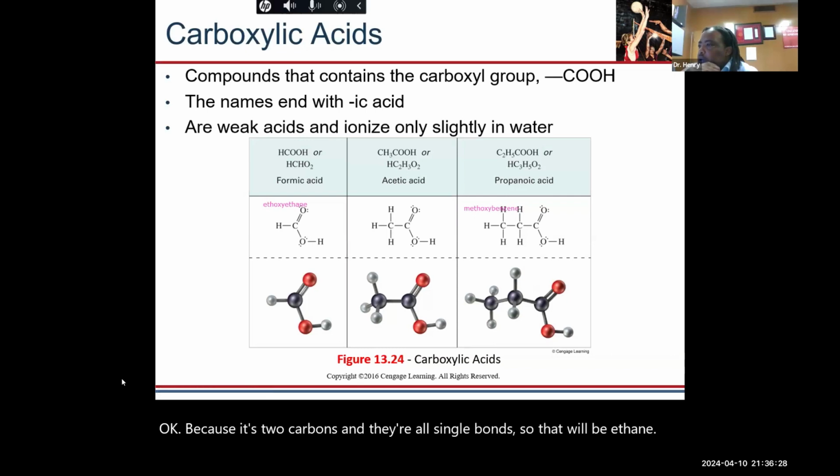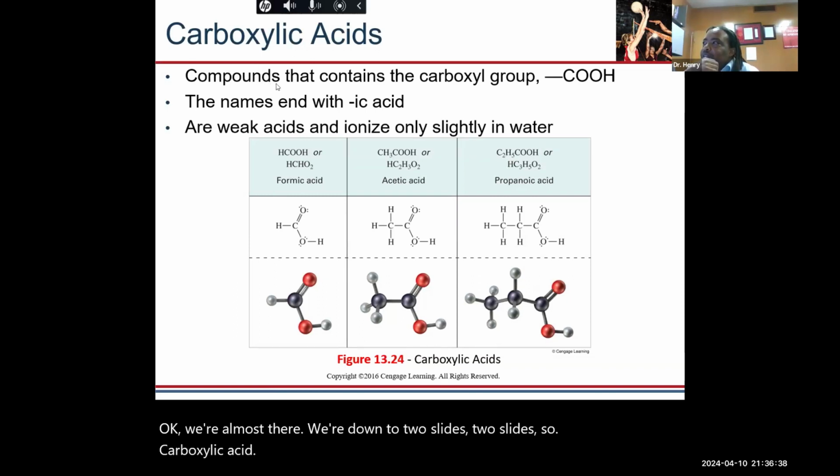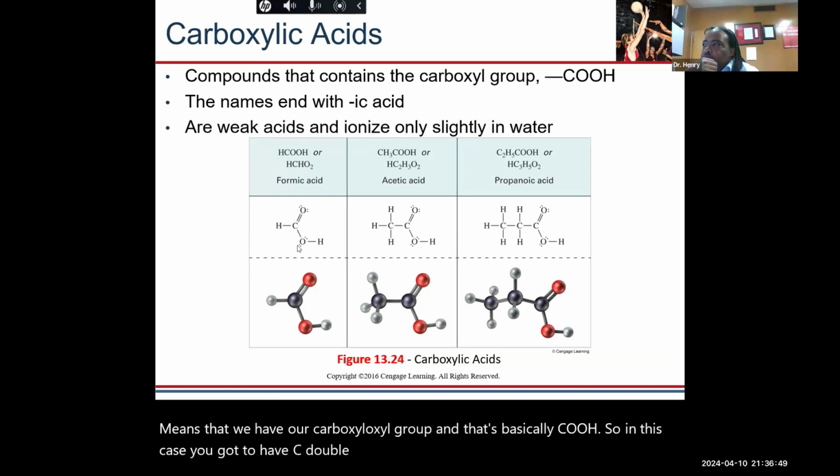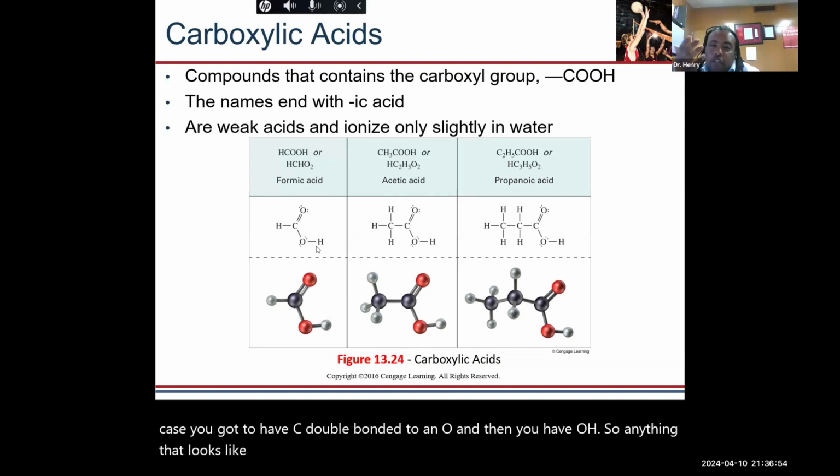Okay, we're almost there. We're down to two slides. Carboxylic acid means that we have our carboxyl group, which is COOH. In this case, you have a C double bonded to an O, and then you have OH. Anything that looks like this has this functional group, so it's going to be a carboxylic acid. That's the family it belongs to.